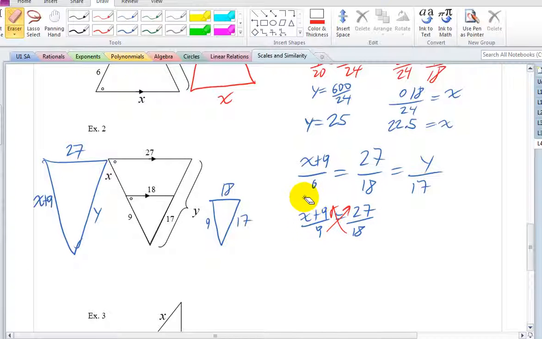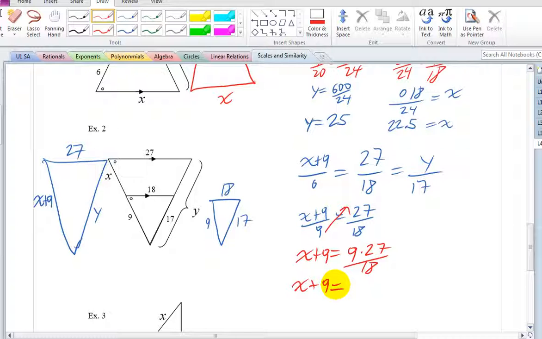So, using our solving skills, you guys should say, all I need to get rid of is this divide by 9. So I'm going to move that up. X plus 9 equals 9 times 27 divided by 18. What does x plus 9 equal? Now write this down, please. So instead of doing complete cross multiplication, I'd only remove what I needed to remove.